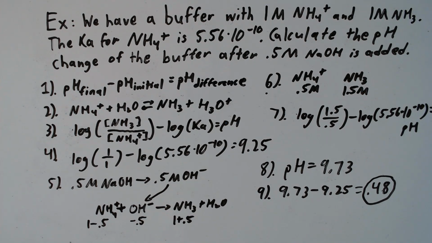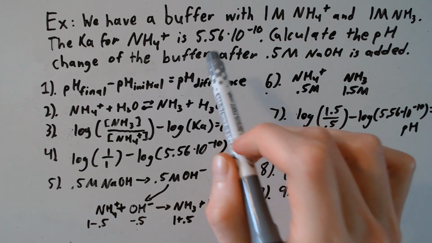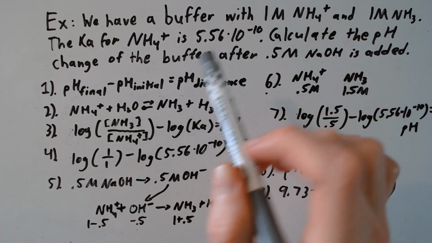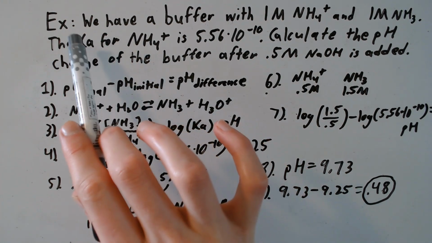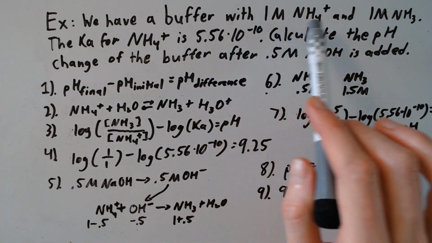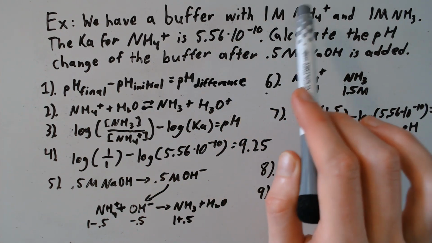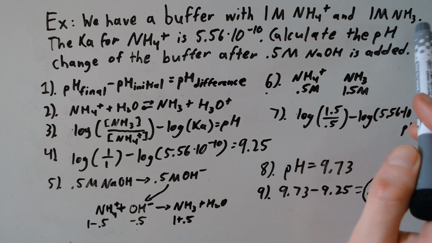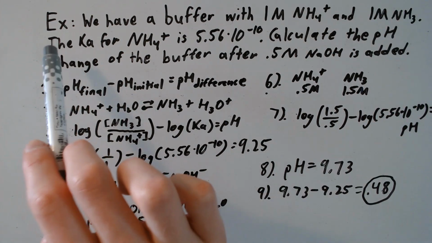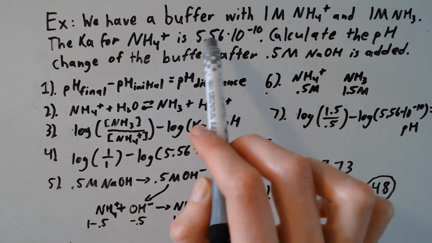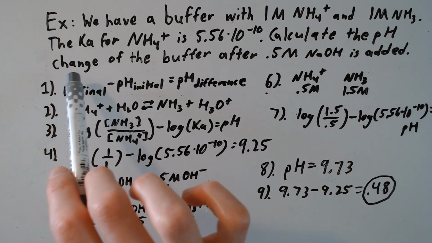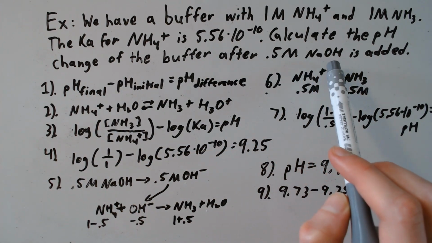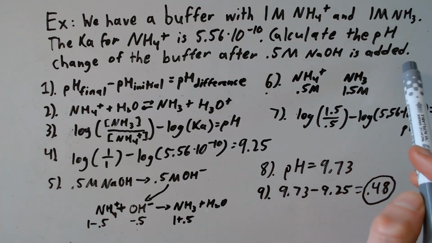Alright, so this is going to be an example to show how we find buffer pH after, let's say, we add a strong acid or strong base. In this case, I'm going to show how we find the buffer pH after we add a strong base. So let's say we have a buffer with a 1 molar concentration of NH4+, our weak conjugate acid, and 1 molar concentration of NH3, our weak conjugate base. The Ka for NH4+ is equal to 5.56 times 10 to the negative 10th. We need to calculate the pH change of the buffer after 0.5 molar of NaOH, a strong base, is added.